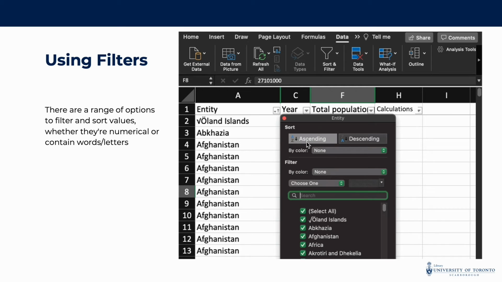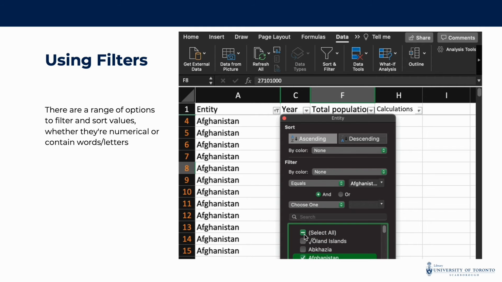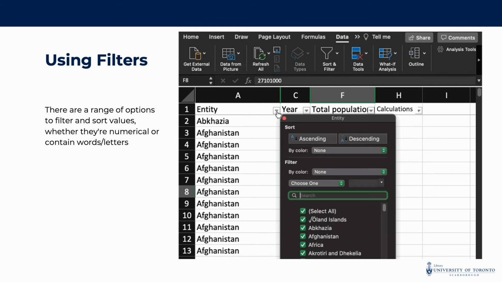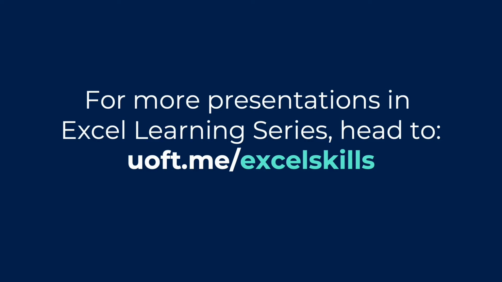Once you've got your filter turned on, you can click on the drop-down arrow next to your column header. This will open a box with various options by which you can filter your data. You can sort, for example, to put the data in alphabetical order, or filter your data to only show a range of data, for example, countries with population numbers in a certain range.